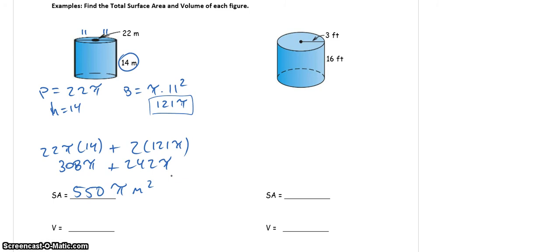Now for volume, we take the area of the base, 121 pi, times my height, 14. 14 times 121 is 1694 pi meters cubed.